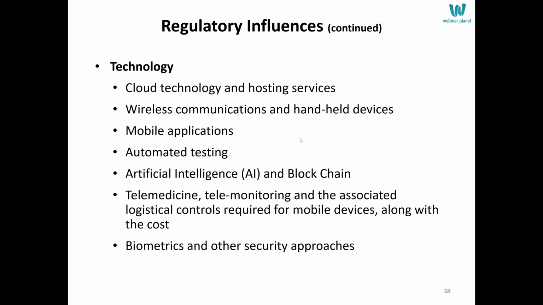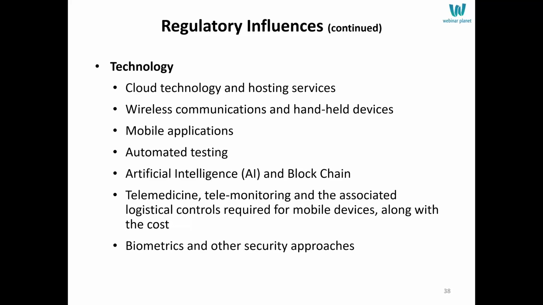With technology in particular, cloud technology, hosting services, wireless handheld devices, mobile applications, automated testing, artificial intelligence and blockchain, telemedicine, telemonitoring, biometrics for security. All of these things are newer technologies. What you have to keep in mind is that regardless of the technology, regardless of the approach you take to do your validation work, FDA expects you to do exactly what they instruct you to do, what is required, but they're never going to tell you how to do it. So whether it's a particular technology, don't expect a guidance on it.